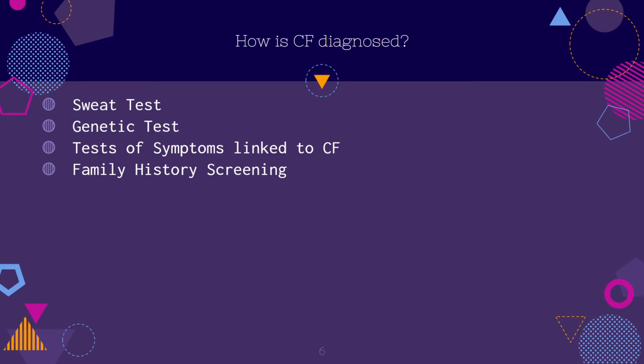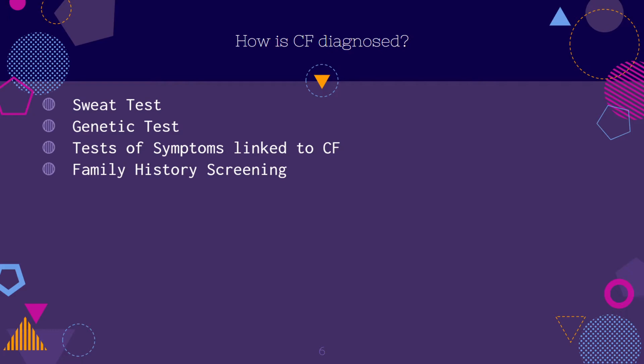So, how is cystic fibrosis diagnosed? It can be diagnosed through several tests, the first one being the sweat test, which is also the most common. This tests for the level of sodium in an individual's sweat. CF patients often have high levels of sodium in their sweat. A small amount of electricity and chemicals is applied to the skin to basically make the patient sweat, and they can test the amount of sodium.